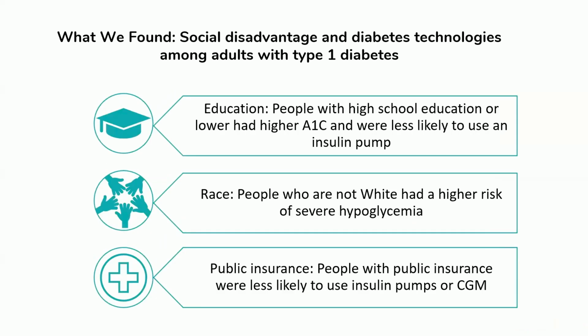Those with lower education levels, so high school education or less, had higher A1Cs, so higher blood sugars, and were less likely to use an insulin pump. Those who were not white had a higher risk of severe hypoglycemia. And those with public insurance only were less likely to use both insulin pumps and CGM.